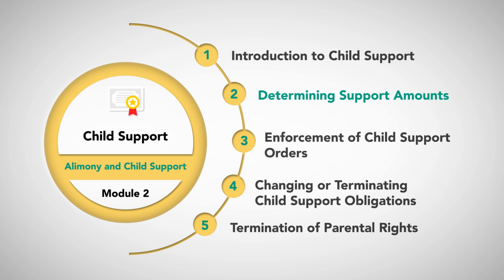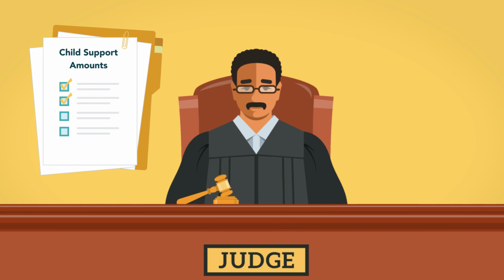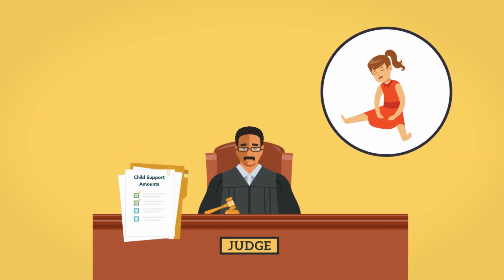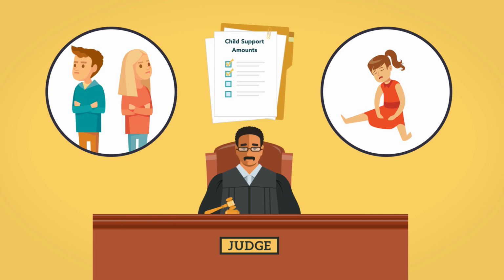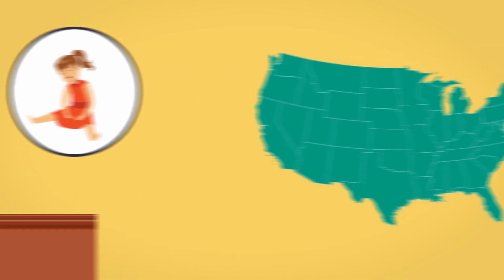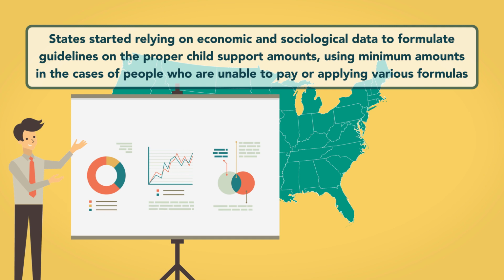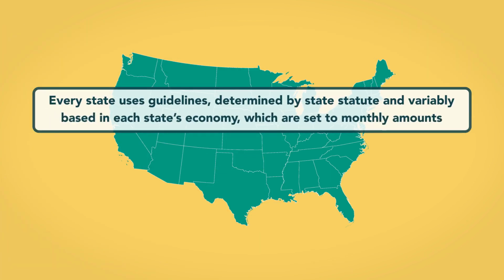Determining support amounts. There was a time when determining child support amounts was more of an art than a science. The judge would attempt to balance the needs of the child and the parents and come up with an amount that was fair to all parties. Starting in the 1970s, though, states started relying on economic and sociological data to formulate guidelines on the proper child support amounts, using minimum amounts in the cases of people who are unable to pay or applying various formulas. Today, every state uses guidelines determined by state statute and variably based in each state's economy. They are set to monthly amounts.